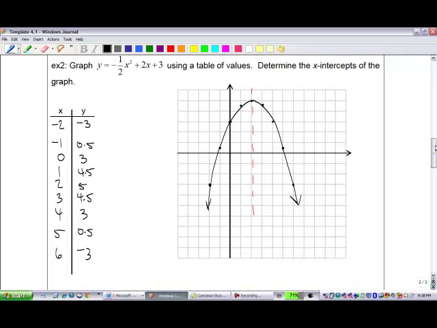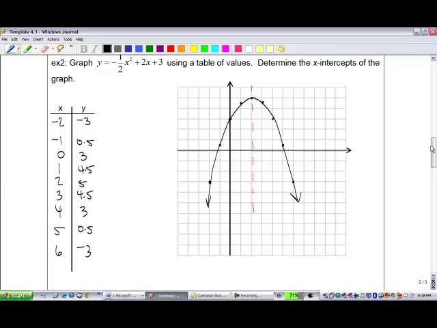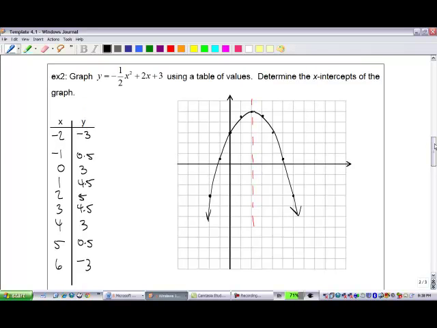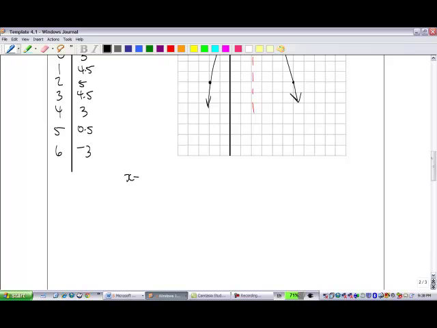So, second part of the question is determine the x-intercepts of the graph. They don't look like they pass through integer values, and we certainly didn't see that from our table of values. So one technique we can use for the x-intercepts is to let y equal 0, because we know that the y value has to be 0 at the x-intercepts. And plugging in 0 for y, we get negative 1/2 x squared plus 2x plus 3. And we are going to need to solve this.